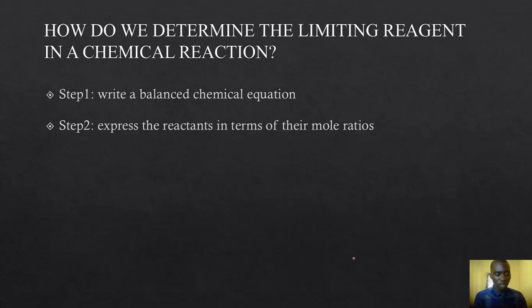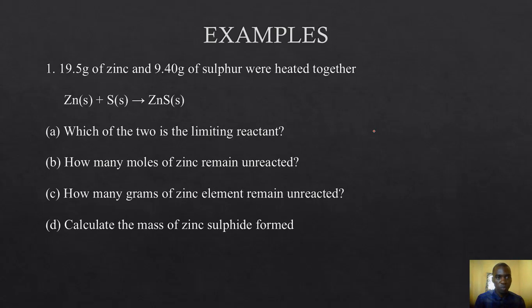So how we achieve this is by simply writing a balanced chemical equation. So you know balancing by now. Then the next step that you're going to take is you're going to express the reactants in terms of their mole ratios. Remember, when we were dealing with calculations from equations, which was the mole to mole reactions, we showed you how to express a chemical reaction in terms of what? Mole ratio. So that knowledge is going to be very cardinal as we begin this.